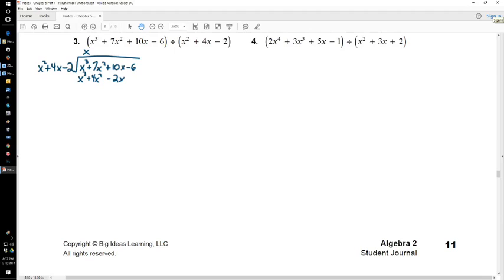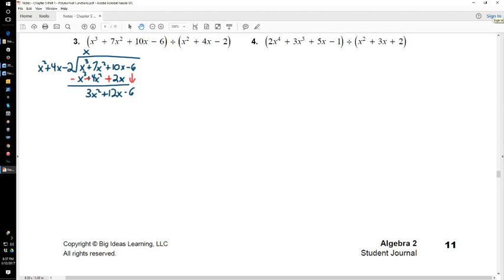Okay? From here, you're subtracting. So if we subtract, flip the signs. That's a negative, that's a negative, that becomes positive. x cubed minus x cubed is 0. 7x squared minus 4x squared is 3x squared. And 10 plus 2 is 12, so plus 12x. And then bring down the negative 6 and start again.